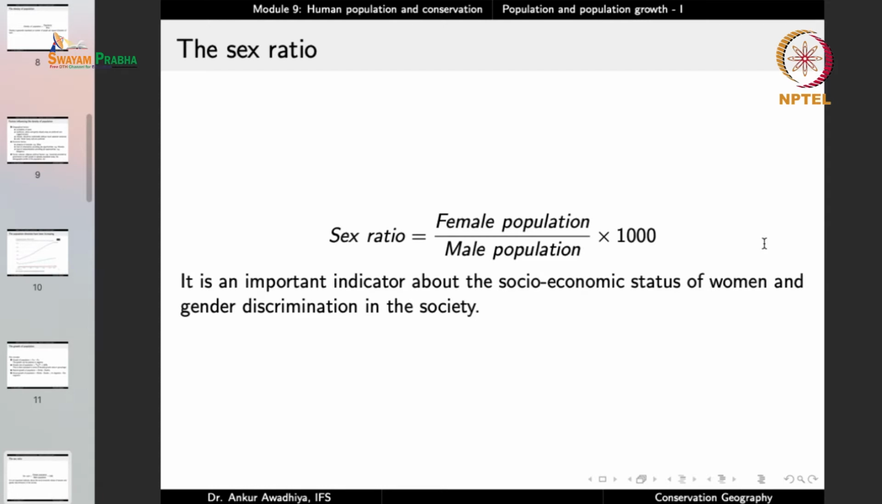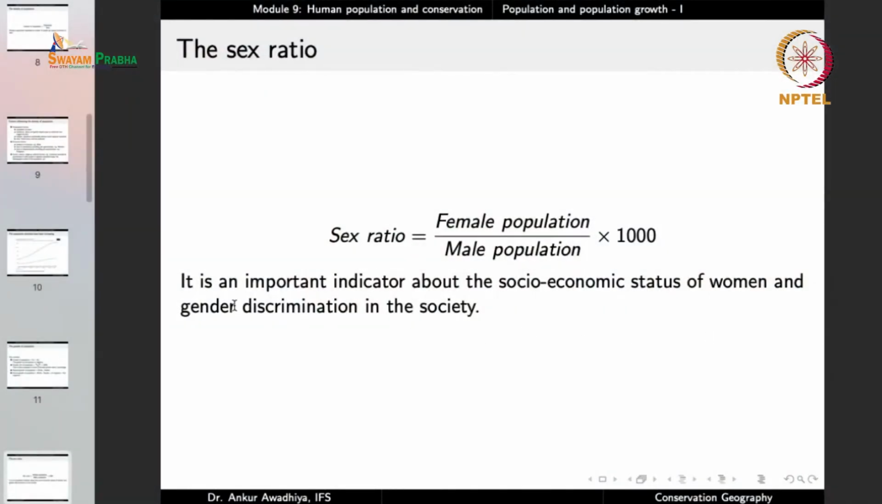That is, if we say that the sex ratio in, say, a particular state is 980, it would mean that for every 1000 males, we have only 980 females. On the other hand, if the sex ratio in a certain state is, say, 1030, then it would mean that for every 1000 males, we have 1030 females. So the sex ratio tries to define the ratio of females to males in a particular population. And this is an important indicator about the socioeconomic status of women and the gender discrimination in the society.